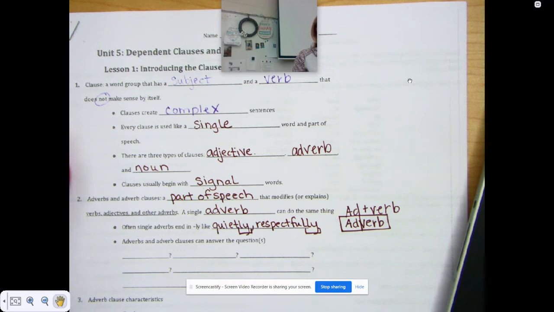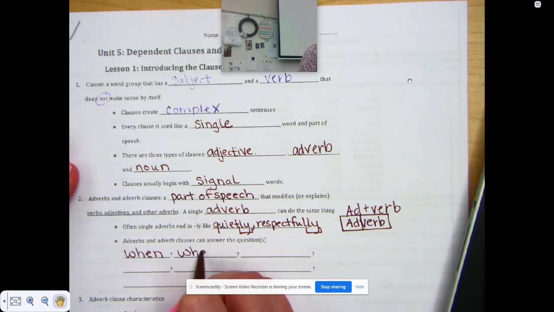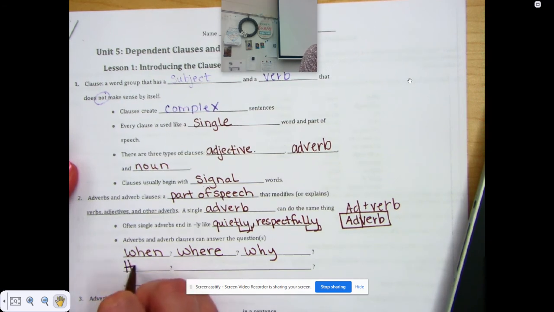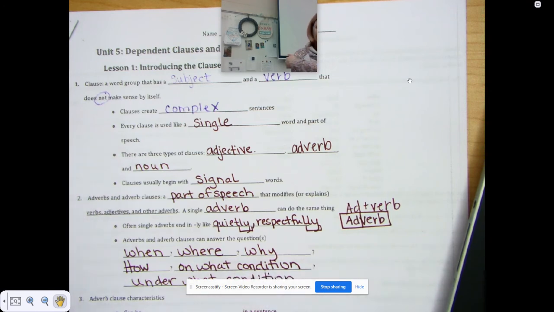Adverbs and adverb clauses answer the following questions: when, where, why, how, on what condition, and under what condition. Adverb clauses have certain characteristics or traits about them that make them, in my opinion, easier to find and easier to identify, which is why I find that they are the simplest of the three.